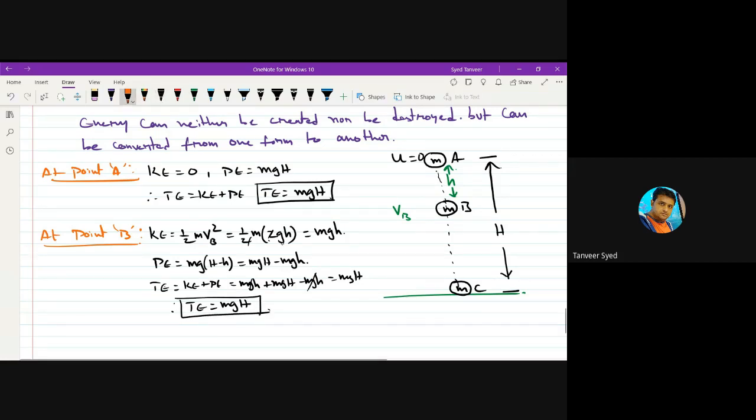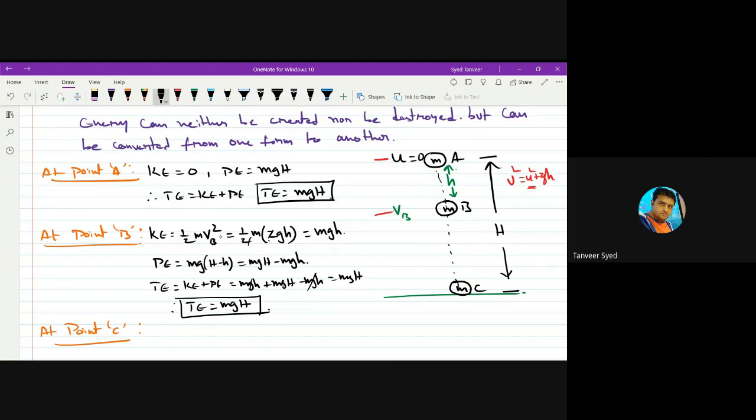Do the same thing at point C. Sir, how is VB square 2gh? Could you tell again? V square equals U square plus 2gh, the second kinematic equation. We are applying this between points A and B. Initial velocity is 0, U is 0. So V square is 2gh, where h is the height by which it falls, small h.